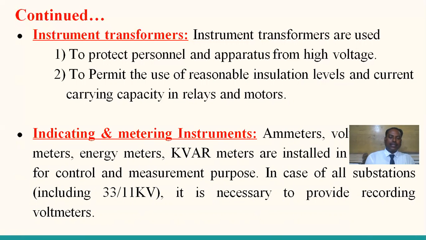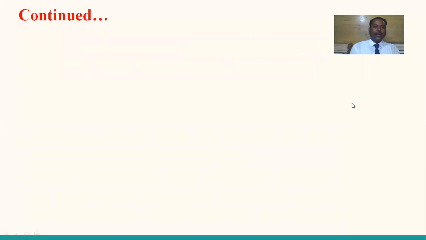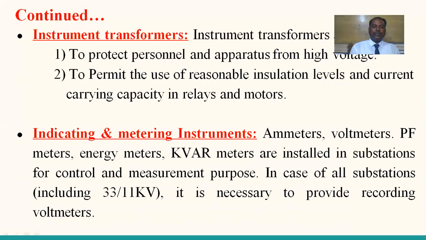And the next one is indicating and measuring instruments. See here, indicating and measuring instruments. There are so many meters which continuously monitor the substation, like ammeters, voltmeters, power factor meters, energy meters, KVR meters. All these meters are installed in the control room, and all the equipment is interfaced through the control room, monitoring the regular position of the load over 24 hours. The load curve, everything is drawn with the help of all these meters. All values are recorded and measured.